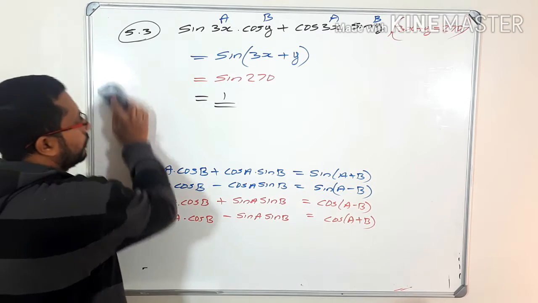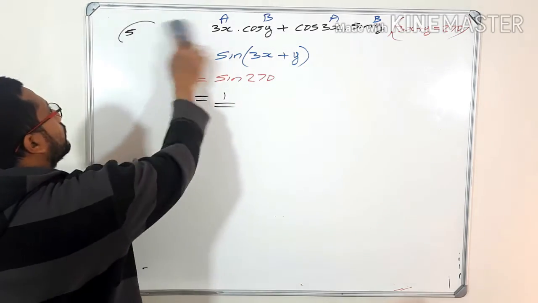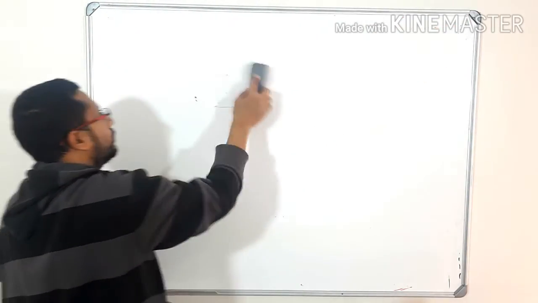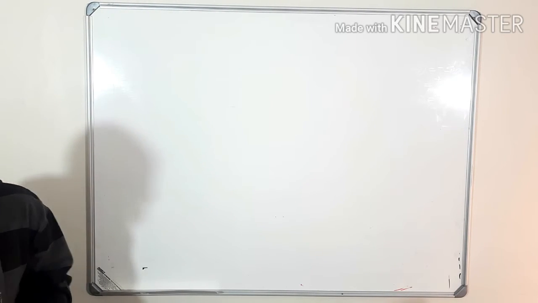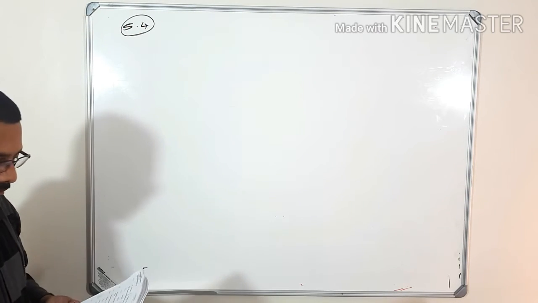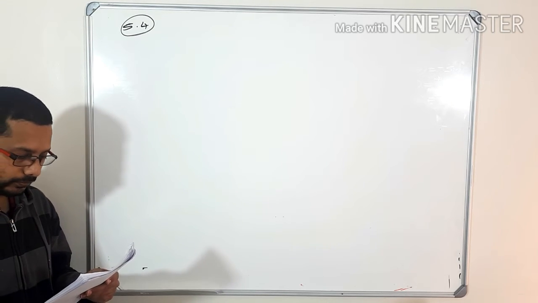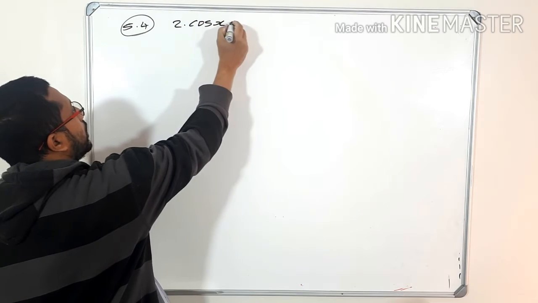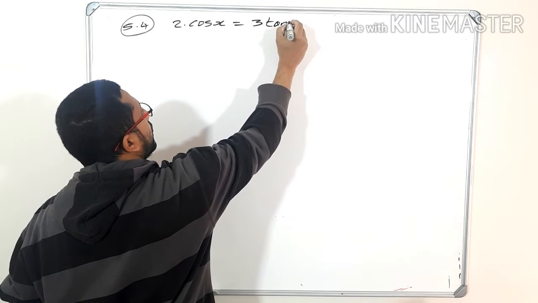5.4. Question number 5.4. What is question number 5.4? 2 cos x is equal to 3 tan x. What is that? 2 times cos x is equal to 3 times tan x. Okay.